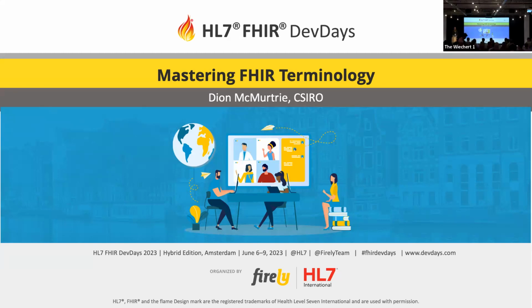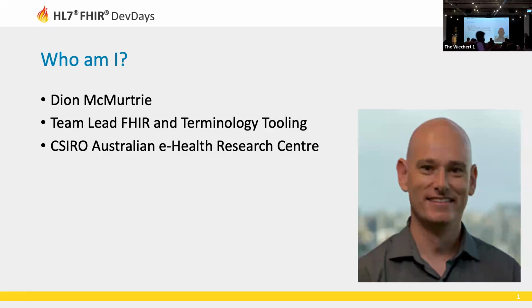So I guess I'll start with the obligatory slide of who I am. I'm Dion McMurtrie. I'm a team lead in the Australian eHealth Research Centre, which is part of CSIRO. CSIRO, for those who don't know, is Australia's national science agency. So it's a reasonably big organisation responsible for radio telescopes and Antarctic research vessels, and we invented Wi-Fi, so you're welcome. There's lots and lots of stuff. We're the digital health part of that, and probably, at least here, most famous for OntoServer, which is one of the things we do.